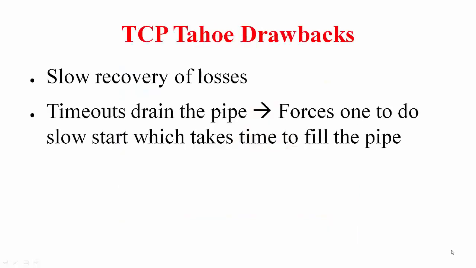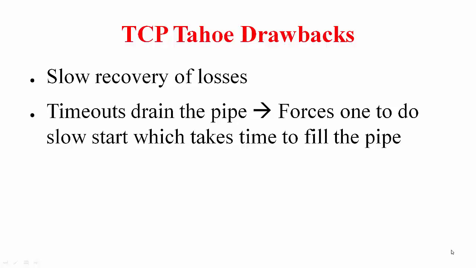So we are looking at TCP versions. We already finished TCP Tahoe. TCP Tahoe has some fundamental drawbacks in that it is slow to recover from losses and it acts on timeouts to detect losses. So during timeouts, the pipe is drained and then you're forced to do slow start, which takes additional time to fill up the pipe.